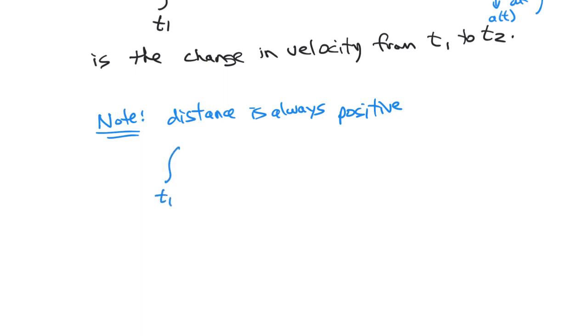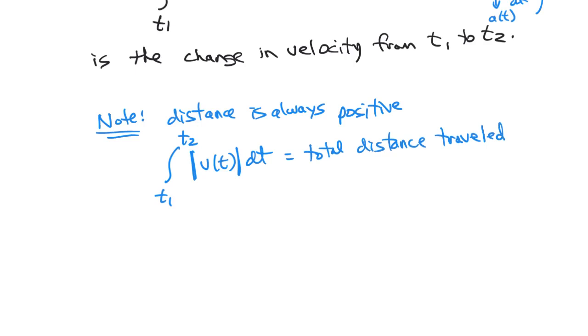Finding distance is more work than finding displacement. So these are absolute value marks. If we integrate the absolute value of velocity, we will get the total distance traveled. So when we are told to find the displacement in a problem, which you'll see because we'll do an example, it's an easy question. We just integrate. But when we're told to find the total distance traveled, that's a lot more work, because now we have to deal with this absolute value.